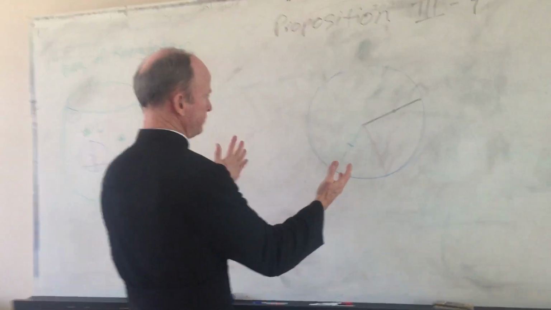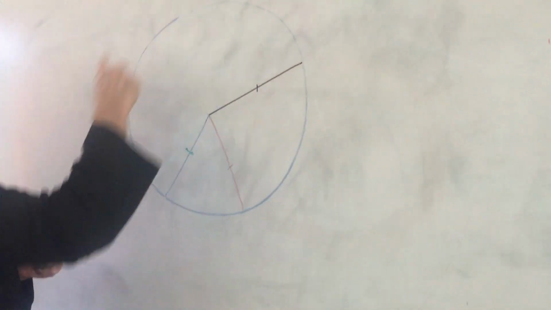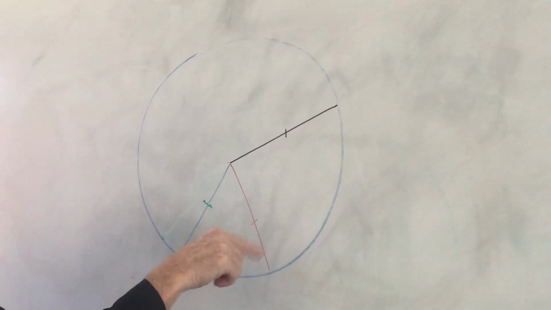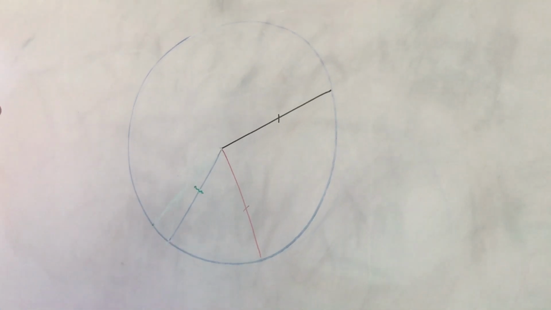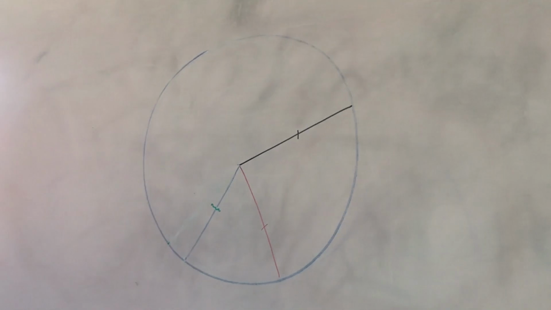Here we have a circle, here we have a point, and here we have three lines dropped to the circumference, and we have those three lines being equal. That's the given. Thus, it is required to show that this is the center of the circle.